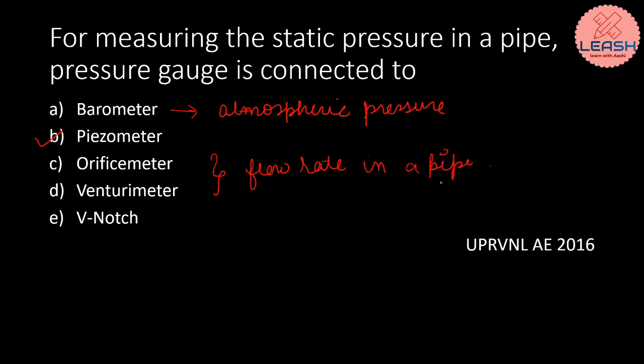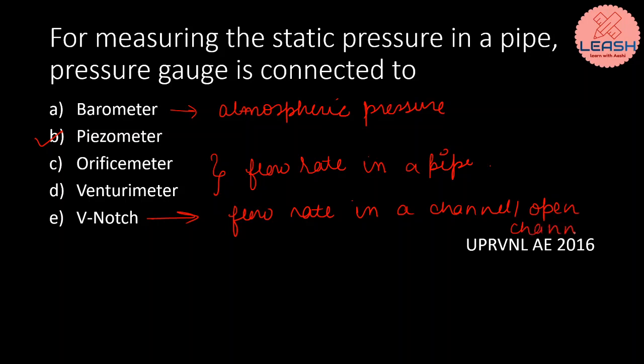How much volume of water is flowing per unit time, that is measured by orifice meter and venturimeter. Whereas V notch is used to measure the flow rate in a channel, or you can say in open channel or open conduits. For example, in a stream, in a canal which is open to atmosphere, which has a free surface basically. Free surface is nothing but a surface which is in contact with air.